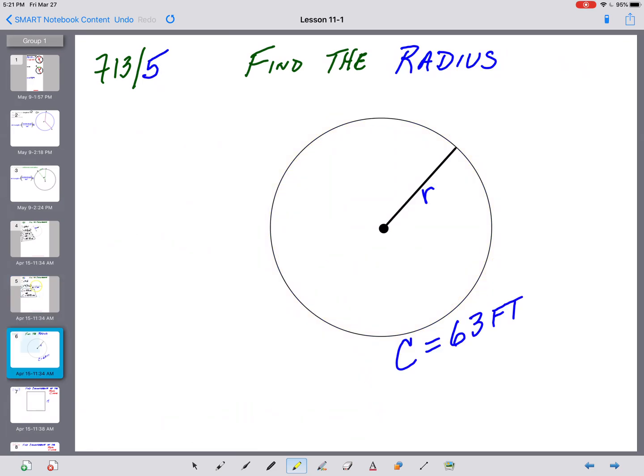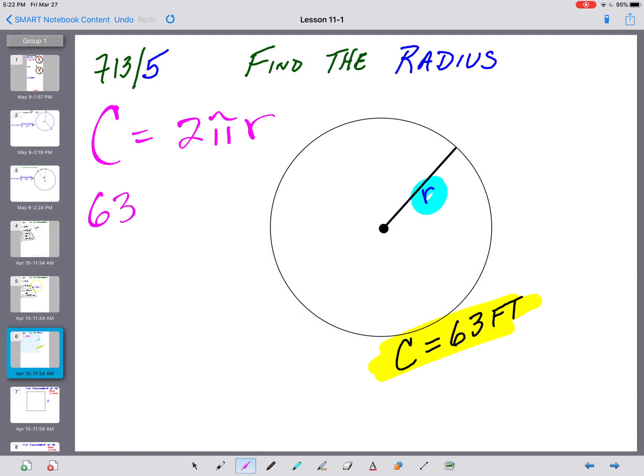Number 5. Find the radius. What did they give us? Well, they gave us the circumference, and they want us to find the radius. Use your formula. Circumference equals 2 pi r. Plug in what you know. You know the circumference is 63, so 63 equals 2 pi r.